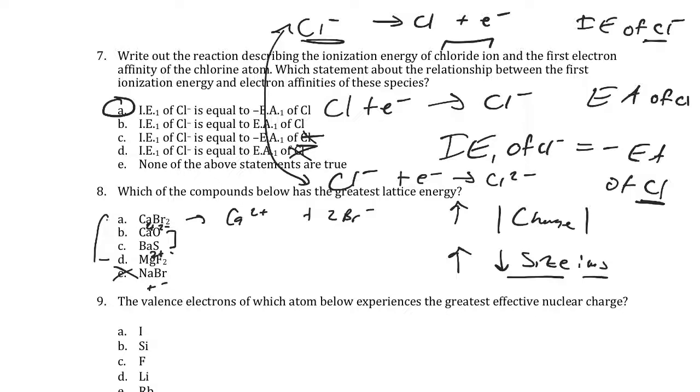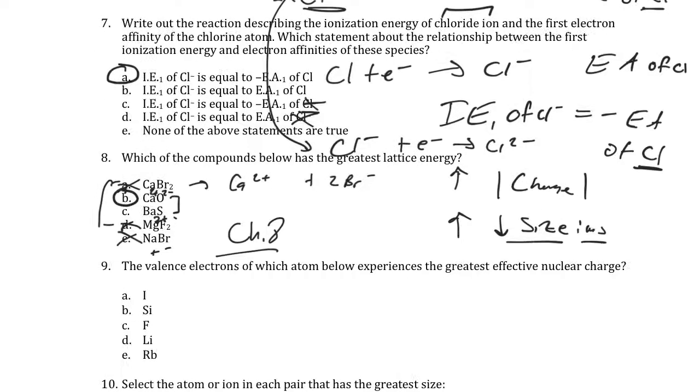CaBr2 and MgF2 are going to be in the middle, so they're not going to be the highest. CaO, the 2 plus 2 minus, is going to be the greatest in terms of lattice energy, and CaO is simply smaller than BaS. The ions are smaller, they get closer together, harder to separate. So the answer to this one would be CaO. Like I said, though, this is a Chapter 8 idea, so it's a little bit ahead of where we're at in the class, though we have discussed that particular effect a little bit.